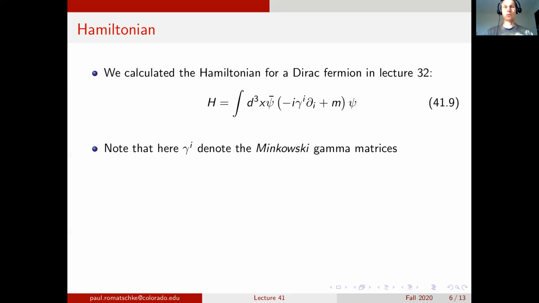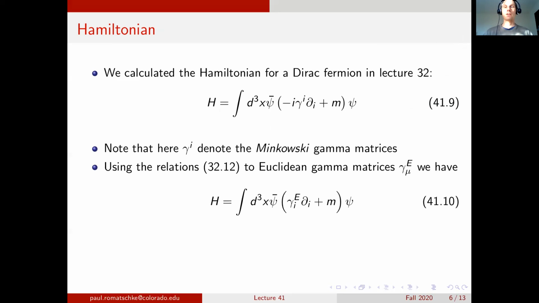We can change notation such that we have Euclidean gamma matrices throughout. And for the spatial parts of the Minkowski matrices, this just amounts to replacing gamma I by minus I gamma E. If we do this, then we find that using the Euclidean gamma matrices gamma E, the Hamiltonian is given by this expression.